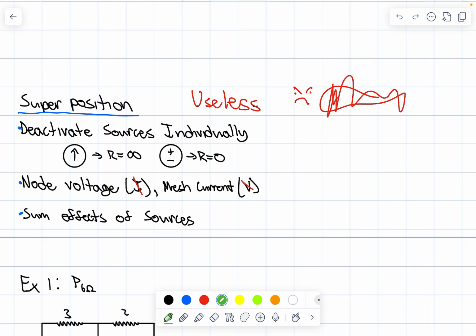I think superposition is literally the most useless crap ever. You will never use this in circuits. I'm sorry, I never used it. We only use it for quizzes. Your professor's going to teach it like it's the holy grail.